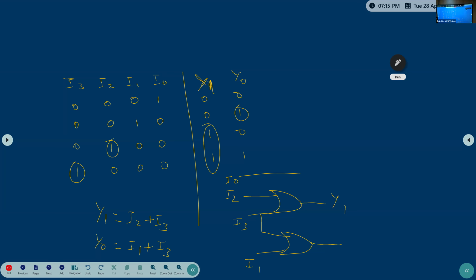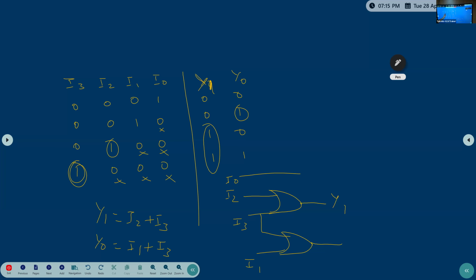If you go with a priority encoder, then the things will change. If this one is 1, the remaining inputs are don't care, they will take. So if this one is 1, these two are don't care. So then the priority will be changed, and that is a priority encoder. That is a different topic.